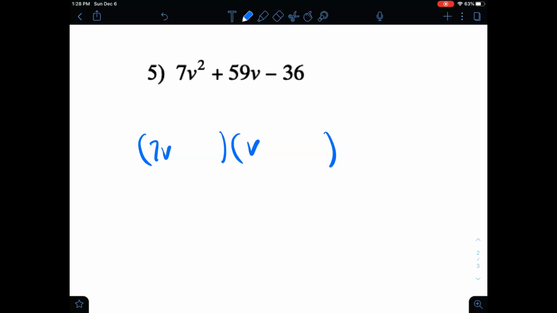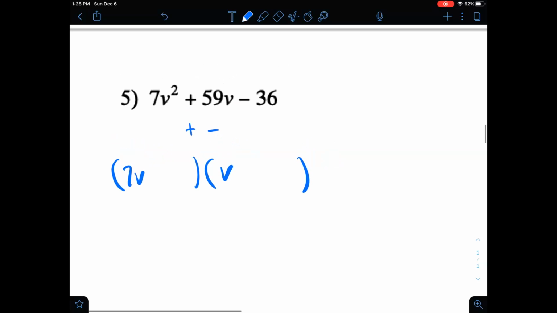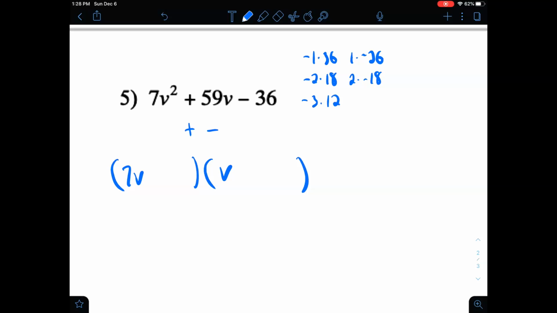All right. Now what kind of signs do we need here? We have a positive here, but we have a negative here. The only way to multiply to negative 36 is going to have a positive and a negative somewhere. We're going to have to kind of guess and check and see. And now we need factors of negative 36. So we're going to have negative 1 times 36, 1 times negative 36, negative 2 times 18, 2 times negative 18. What else do we got? Negative 3 times 12, 3 times negative 12, and negative 4 times 9, or 4 times negative 9.